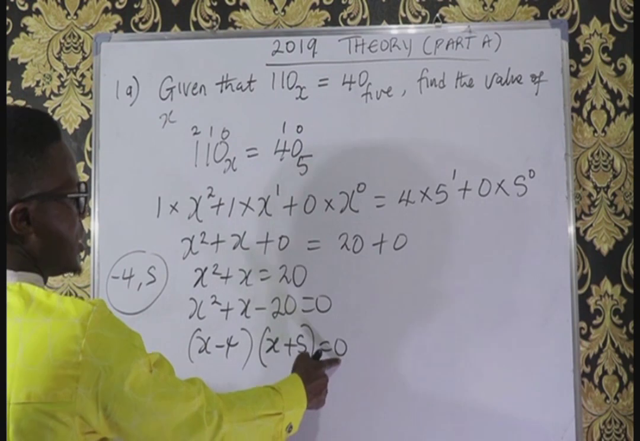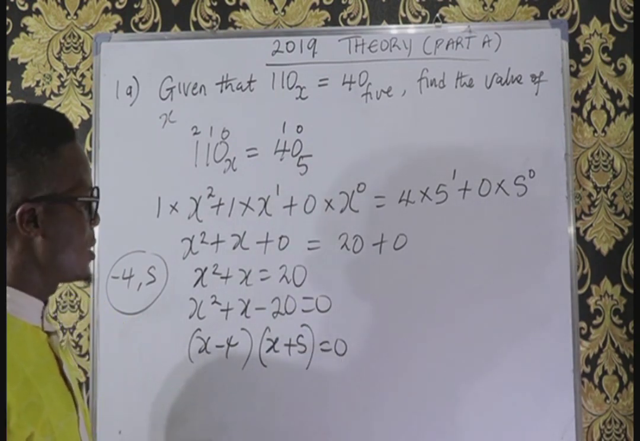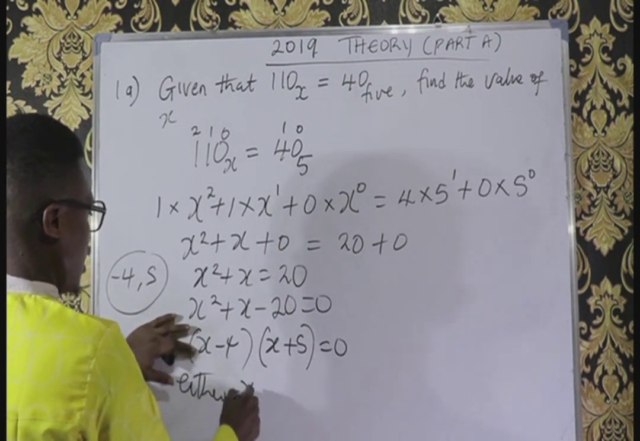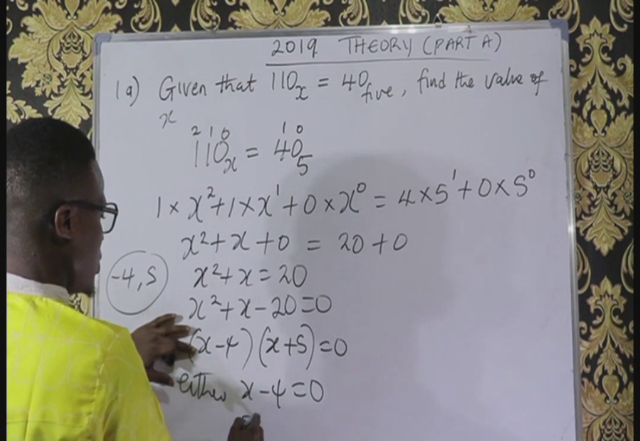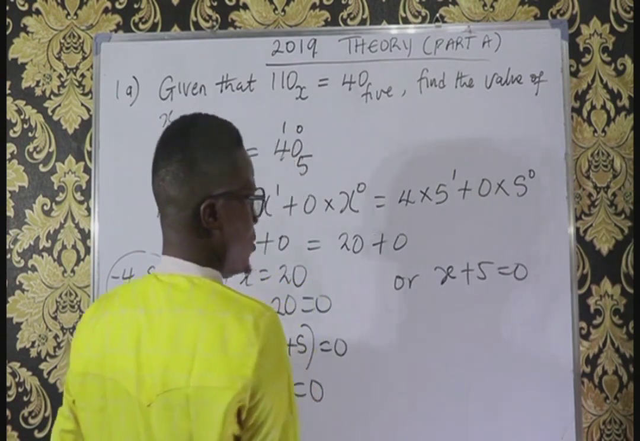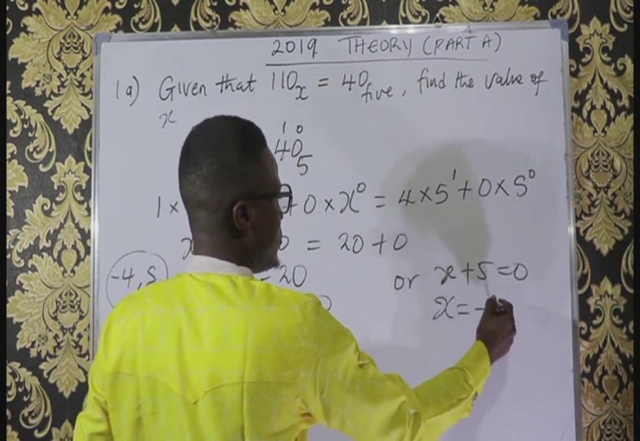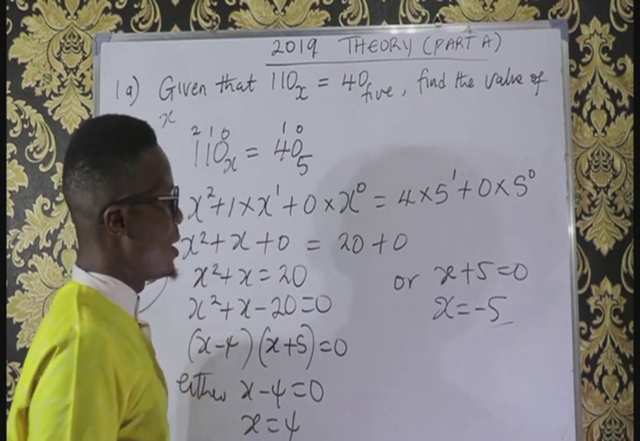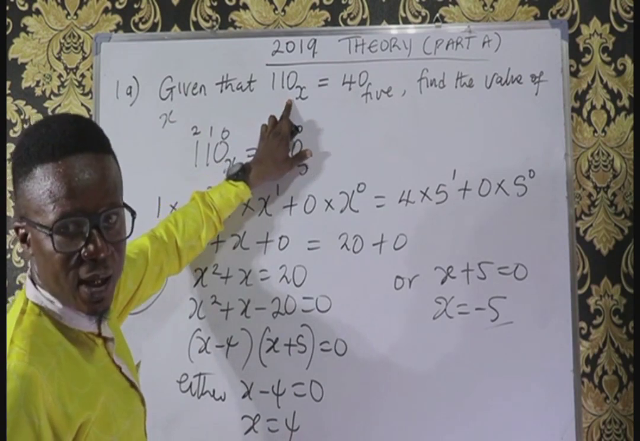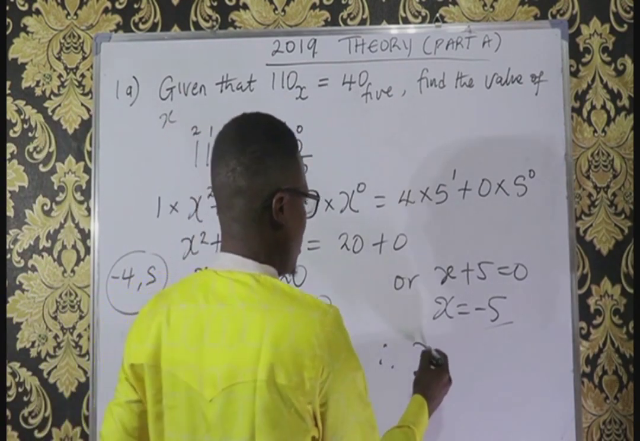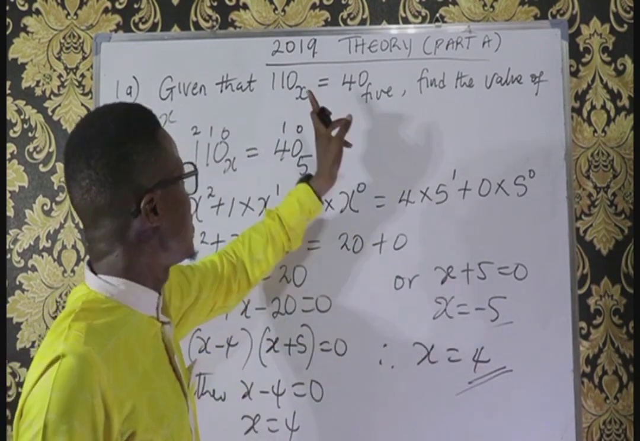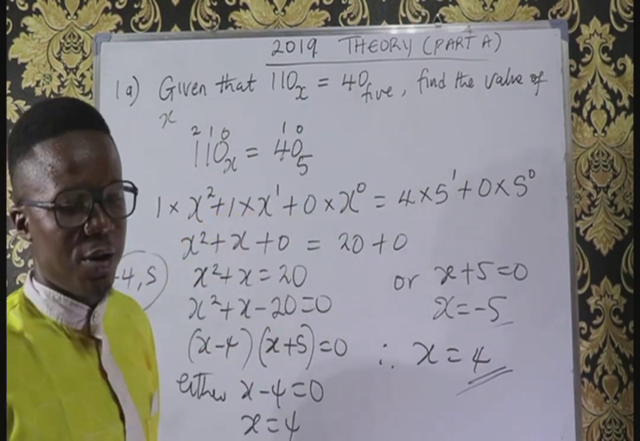When the product of two terms is 0, it means that either one of the numbers is 0 or both of them are 0. So therefore I can write either x minus 4 is 0, which means x is 4, or x plus 5 is 0. Plus crossing over will give us minus. But base can never be negative. We've got x as 4 or x as minus 5. The base of a number can never be negative, therefore we take the positive value. Therefore x is equal to 4. That's the value of x and not minus 5. Bases can never be negative. So let's take another one.